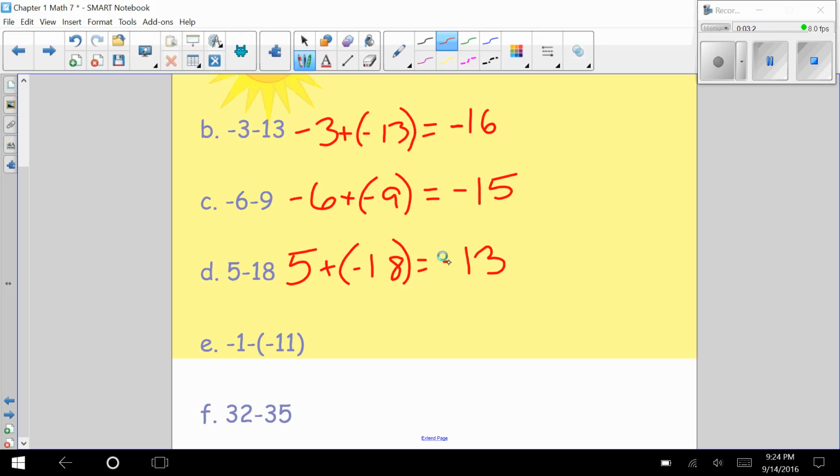For negative 1 minus negative 11, my first number stays the same, the minus becomes a plus, negative 11 becomes its opposite, which is positive 11. Negative 1 plus 11, I have more positives, so my answer is positive, and I subtract 11 minus 1, which leaves me with 10. And for 32 minus 35, the 32 stays the same, becomes a plus, negative 35. At this point, I have more negatives, so my answer will be negative. I take 35 minus 32, and I get 3, so negative 3 is my answer.